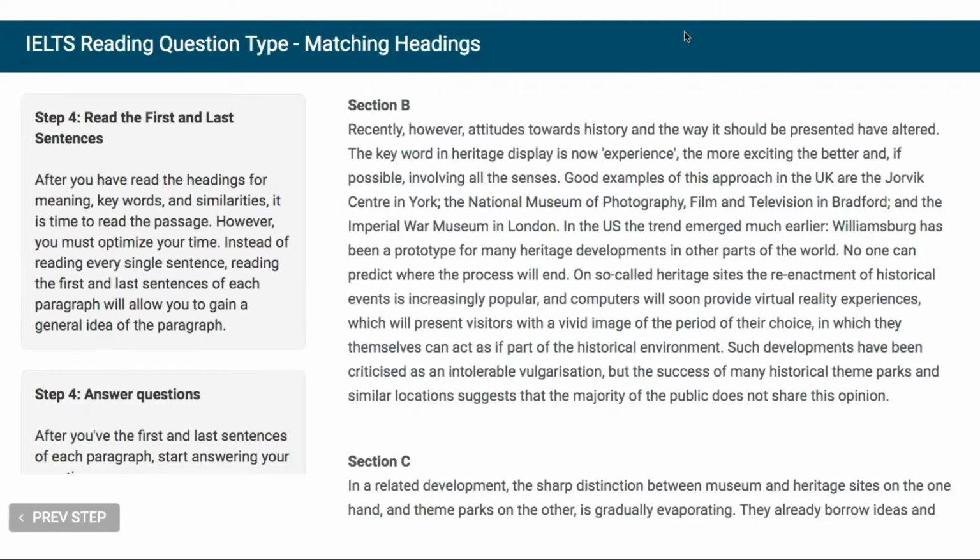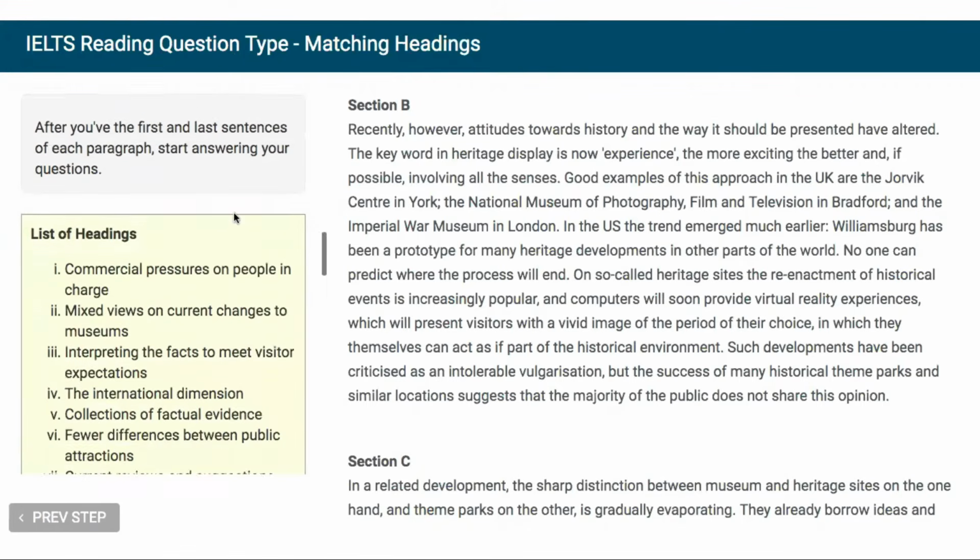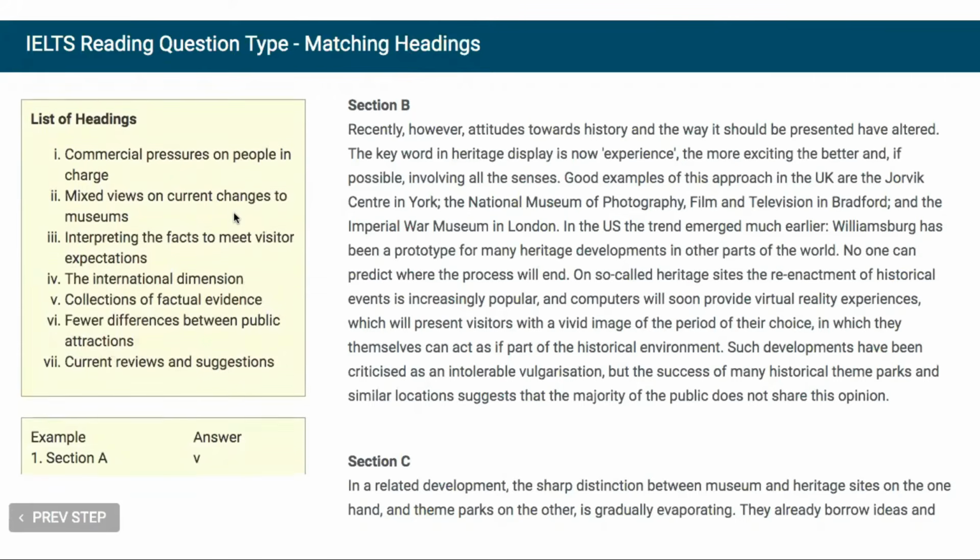Okay, and before we start reading section B, I'll just scroll down on the left-hand side so that we see our list of headings. We will refer to this list of headings when we are reading the first and last sentences of each section. Okay, so section B, I'll highlight it here. I will mark off the first sentence just so that it's easier to follow along with me, and the last sentence as well. And as I read the first and last sentences, I'm just going to underline any words that stick out to me that I remember from our step 1 and 2.